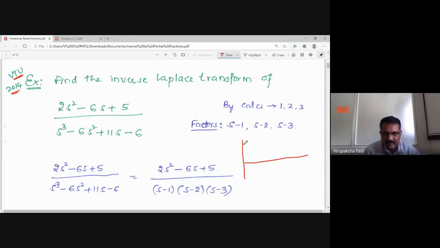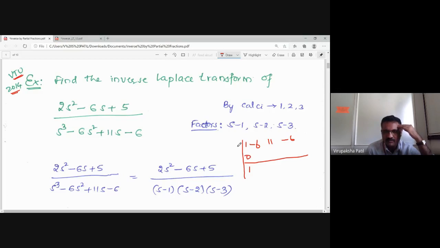See, you should write all the coefficients of this. That is, the s cube coefficient is 1, the s square coefficient is minus 6, the s coefficient is plus 11, and the constant term is minus 6. Okay, this is called the synthetic division method. So first, keep this number as it is, you can add 0 here.